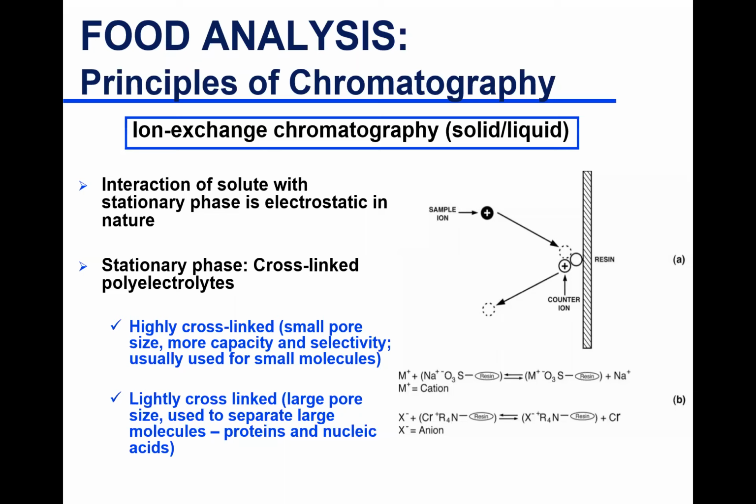When you have lightly cross-linking, you have large pores. So this allows separation of larger molecules. When you have larger molecules, you need larger spaces for them to come through and interact with your functional groups. So lightly cross-linked resins are usually used for large molecules such as proteins or nucleic acids. The highly cross-linked would potentially be for amino acids, for example, small groups, small phenolics, small charged organic acids, for example.